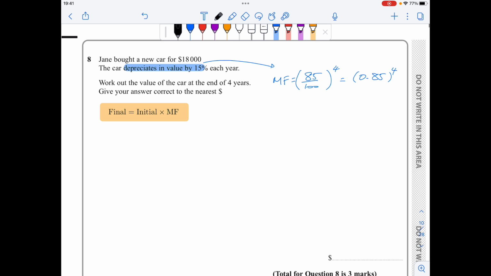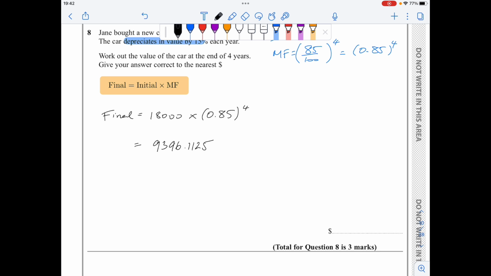So the final amount is equal to the initial one, which is 18,000 times 0.85 to the power of 4. This comes out to be 9,396.1125. To the nearest integer, this is 9,396.